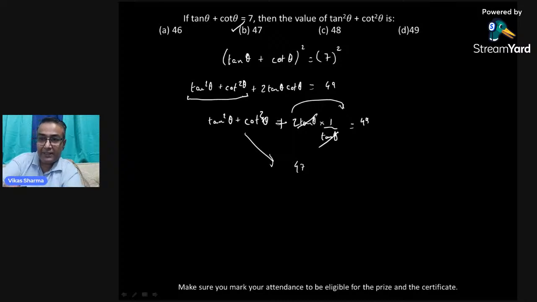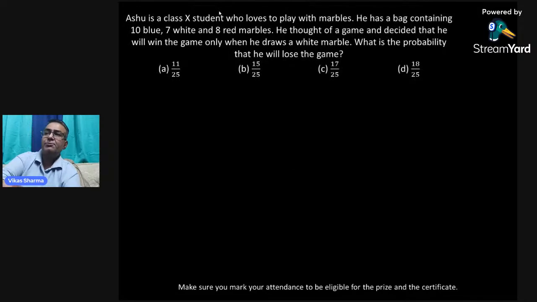Tan and cot will cancel in the reciprocal, absolutely right, Bhishmesh, and it will become 2 minus. That's right. Let's move to the next question.